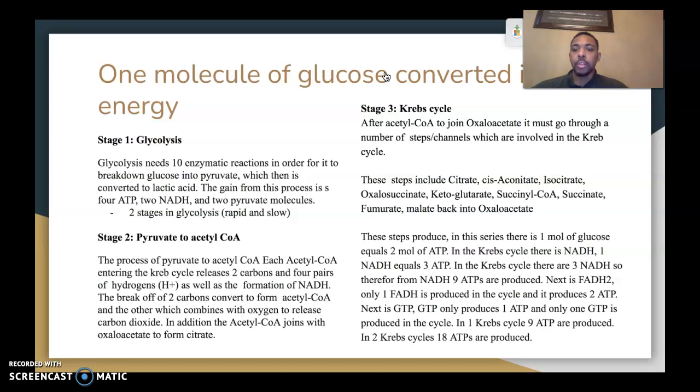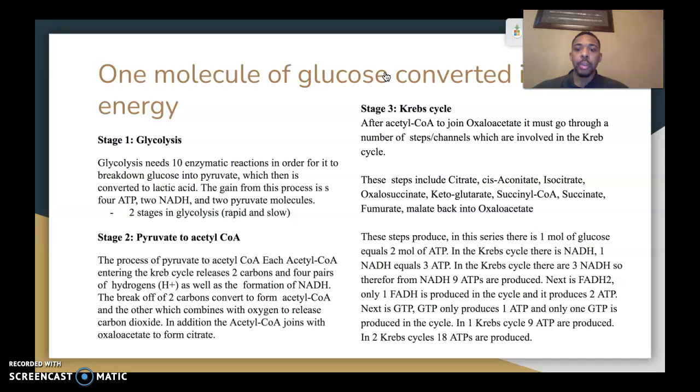So in stage 2, it goes from pyruvate to acetyl-CoA. This process is known as pyruvate oxidation and forms NADH. Two carbons break off from pyruvate to form acetyl-CoA, and from this, hydrogen protons are also created, which form that NADH. So from this process, pyruvate, as acetyl-CoA, goes to the Krebs cycle.